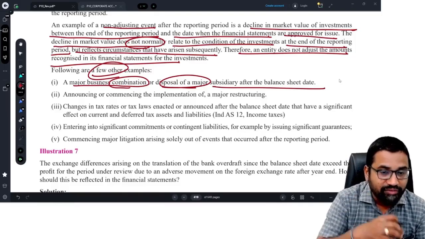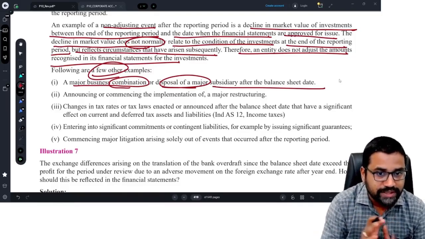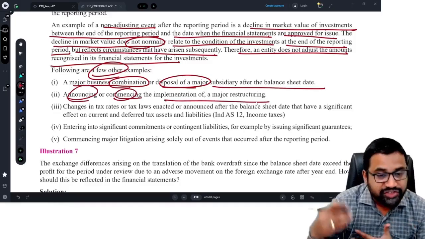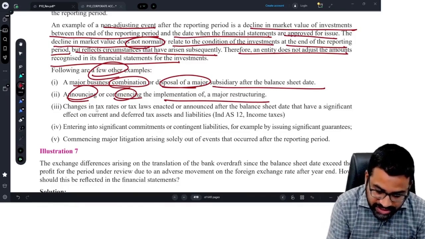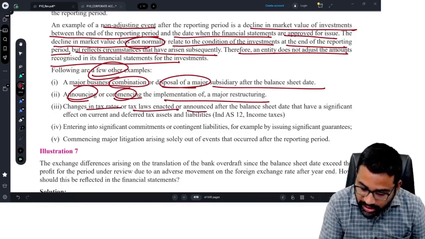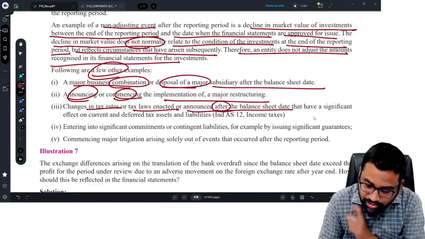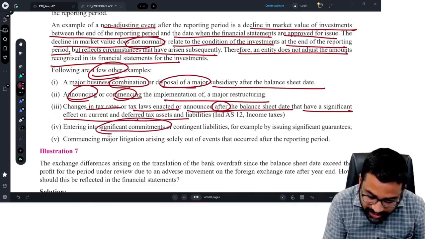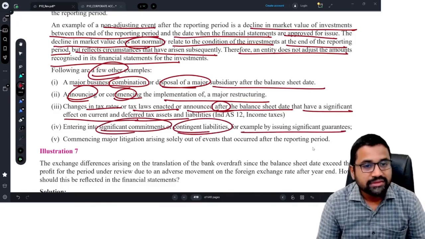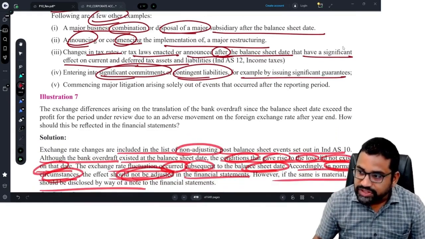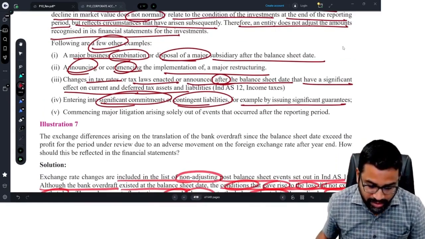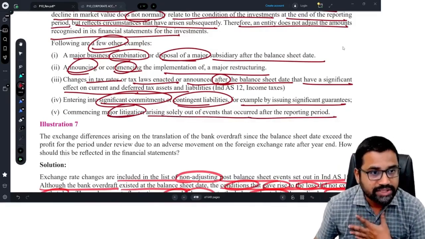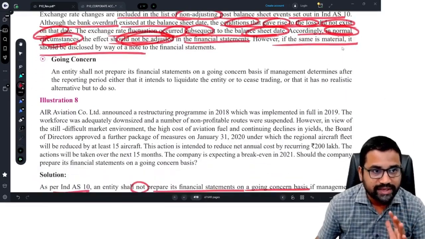Generally, if it does not have any conditions existing on 31st March, don't consider it as an adjusting event. Or suppose the company commences implementation of major restructuring activities, or there is a change in tax rates or tax laws enacted or announced after the balance sheet date that has a significant effect on current and deferred tax assets and liabilities, entering into significant commitments or contingent liabilities, guarantees, which all happened after 31st March, and commencing a major litigation arising solely out of events that occurred after the balance sheet date. So these are all non-adjusting events, don't consider them.